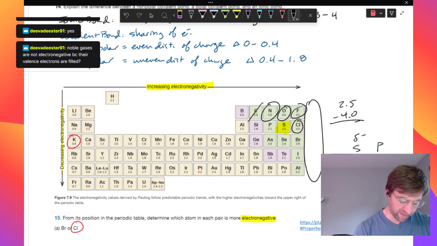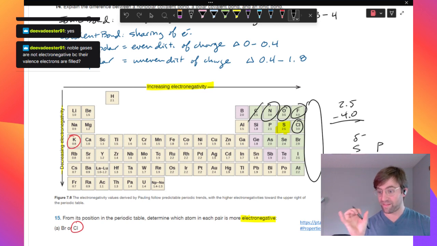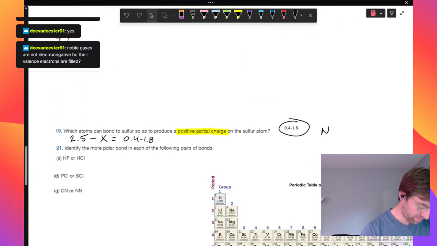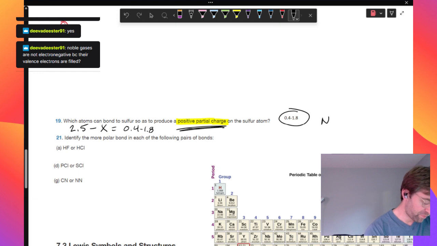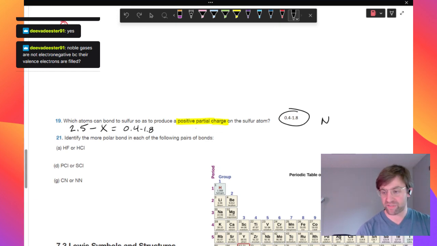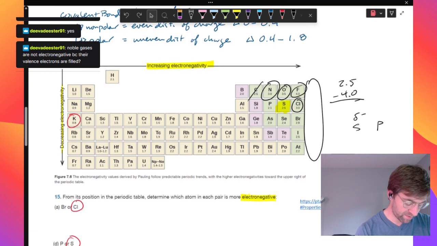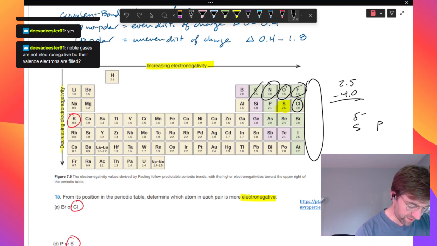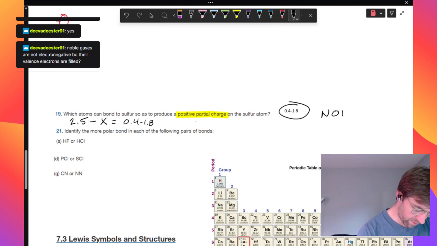Because the sulfur is more electronegative, even though the difference is in that threshold of 0.4 to, what did I say, 1.8? Yes. It would be a polar covalent bond, but it would not have a positive partial charge, which was part of this question. And so for that reason, phosphorus would not be included. So we've got nitrogen, oxygen, fluorine, and chlorine. And I think that's it. NOFCl. Okay.